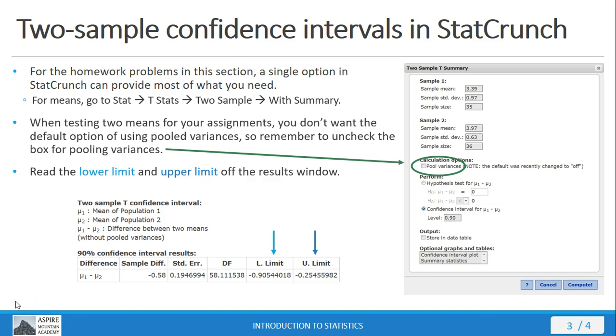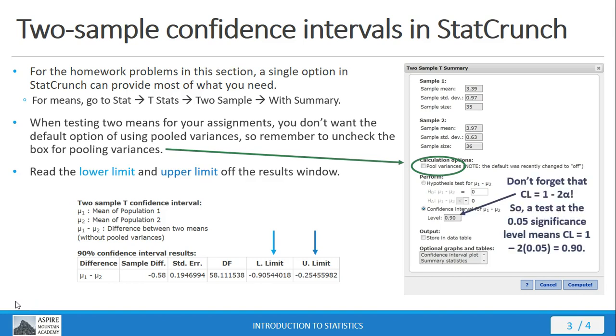One thing you do want to keep in mind is that the confidence level is slightly different. Because we've got two samples that we're dealing with, you want to make sure that your confidence level is going to be 1 minus 2 alpha and not just 1 minus alpha. So if your significance level is, say, 5%, then that means your confidence level is going to be 1 minus twice 5%, or 1 minus 10%, which is 90%.